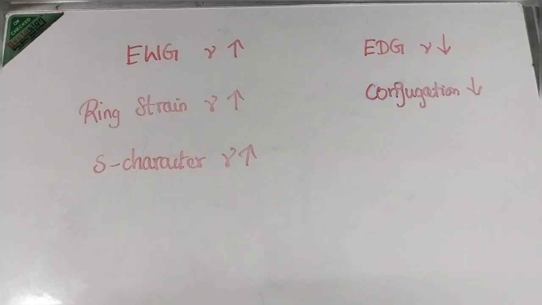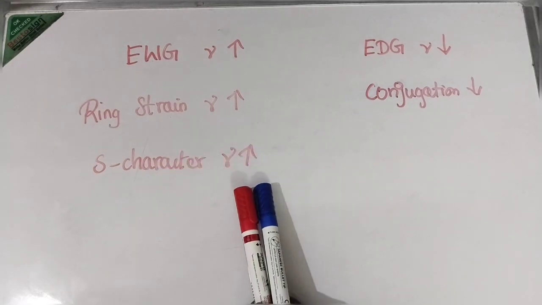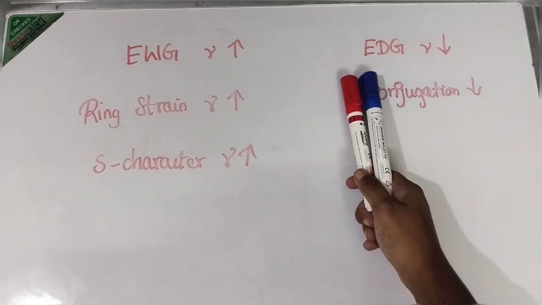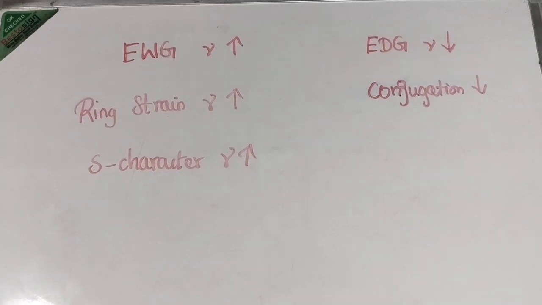If there is an electron withdrawing group, then the frequency will increase, okay. And if there is ring strain, the frequency also increases. If there is s character, then frequency increases. But if there is an electron donating group or conjugation or resonance is possible, then frequency decreases. So I stop with this.